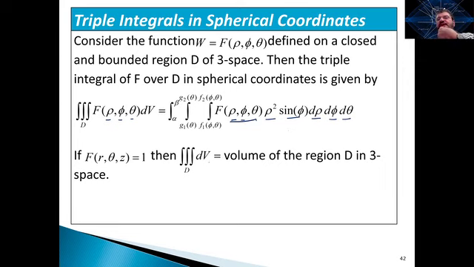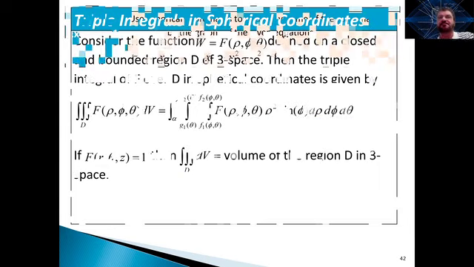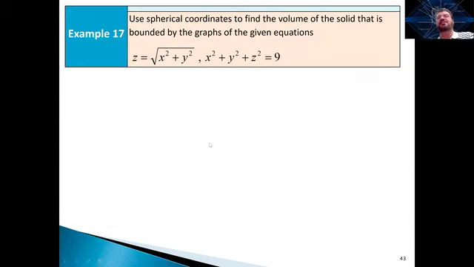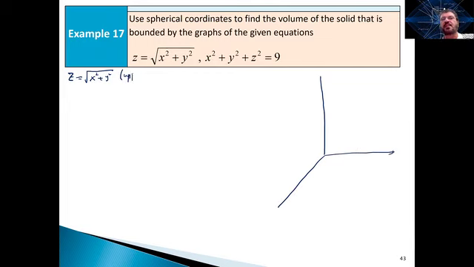If this is 1, we can just apply the volume. I'm going to show you how we apply the spherical coordinates in finding the volume of an object. All right, let's look at this graph, guys. It says use spherical coordinates to find the volume of the solid that is bounded by these two graphs. Let's start with the first one. Z is equal to the square root of x squared plus y squared. Remember, this is the upper part of the cone. Here's a cone.